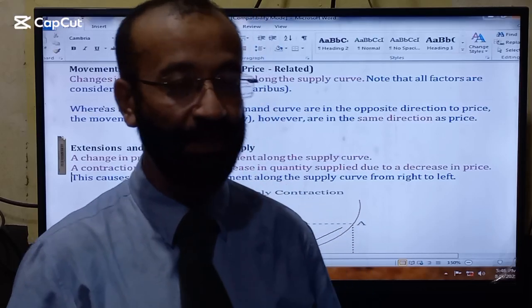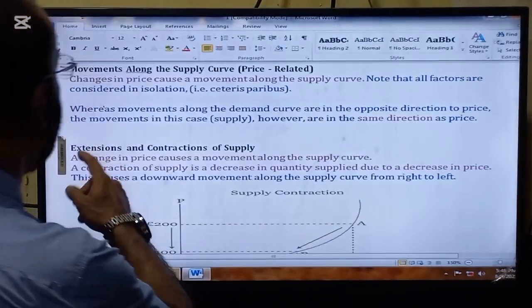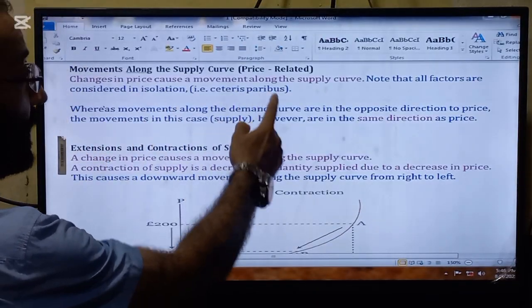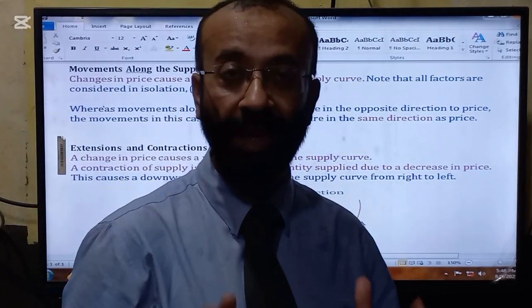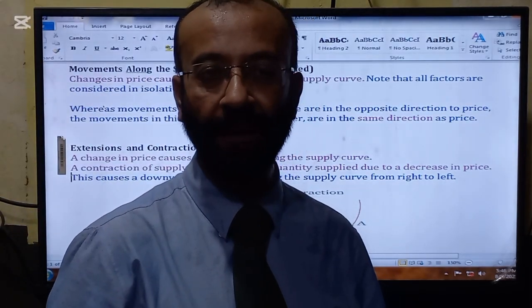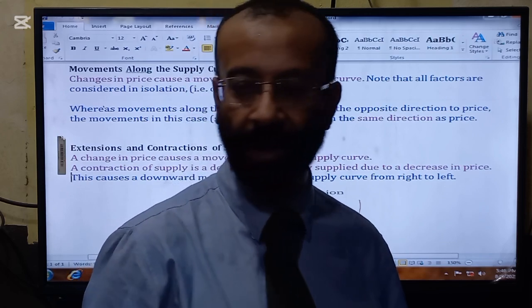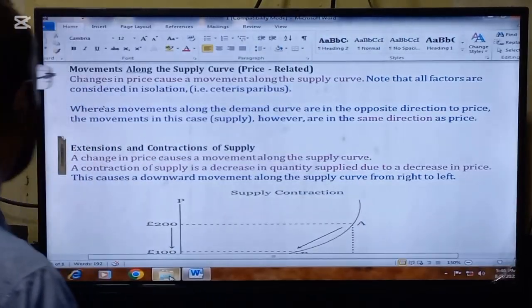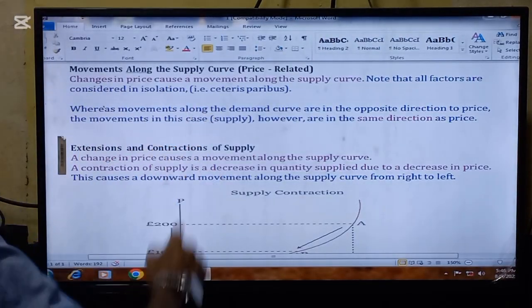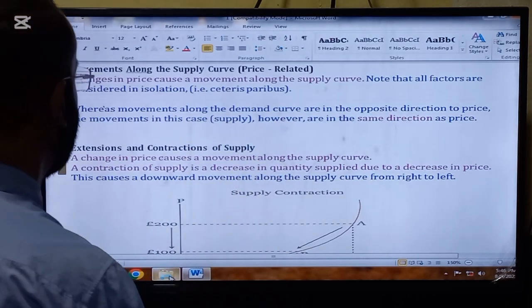Good morning, students. Today we are going to study the movement along the supply curve, that is price related, in the topic of theory of supply, in the subject of economics O levels. So concentrate yourself. Here we are going to start. Movement along the supply curve, price related.